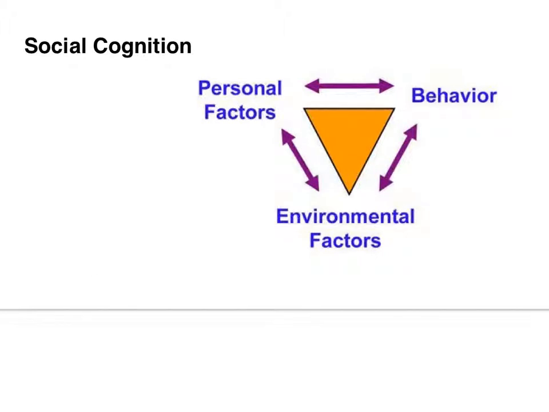A fourth theory that supports PBL is Albert Bandura's social cognitive theory. The basic principle is one of reciprocal determination. That is, theorists propose that environmental factors, personal factors, and behavior are intertwined such that a change in one will potentially influence change in the other two.